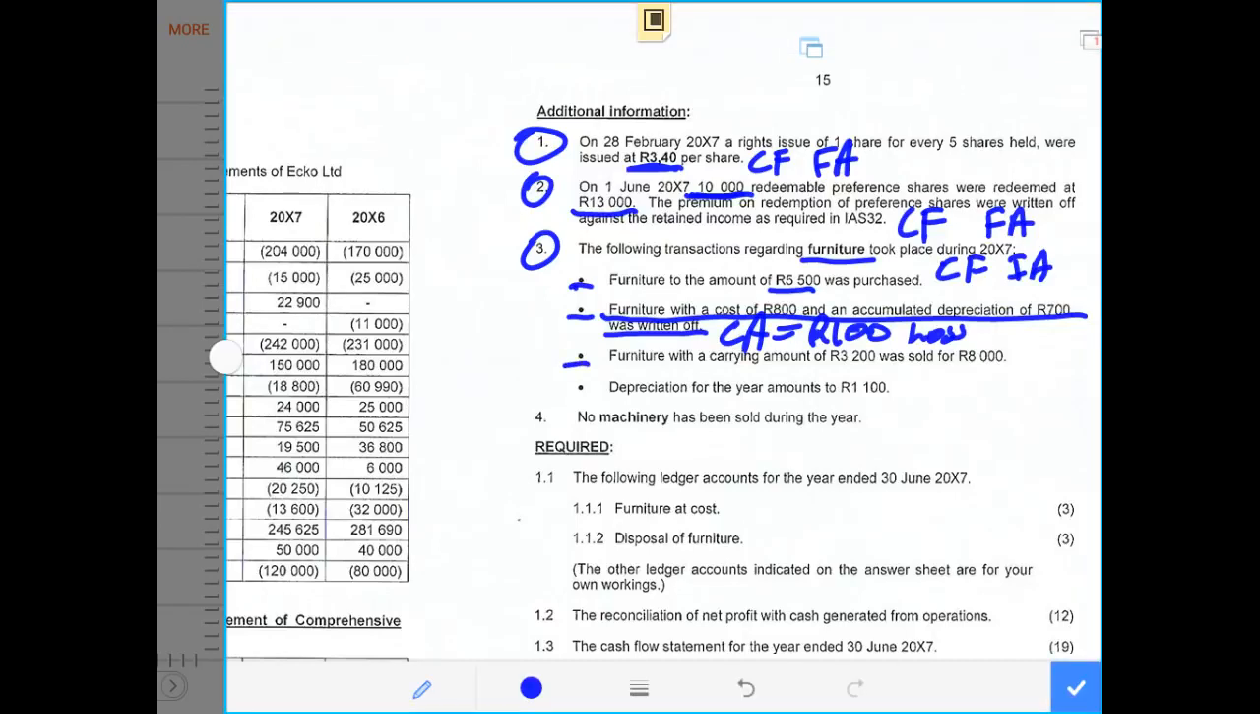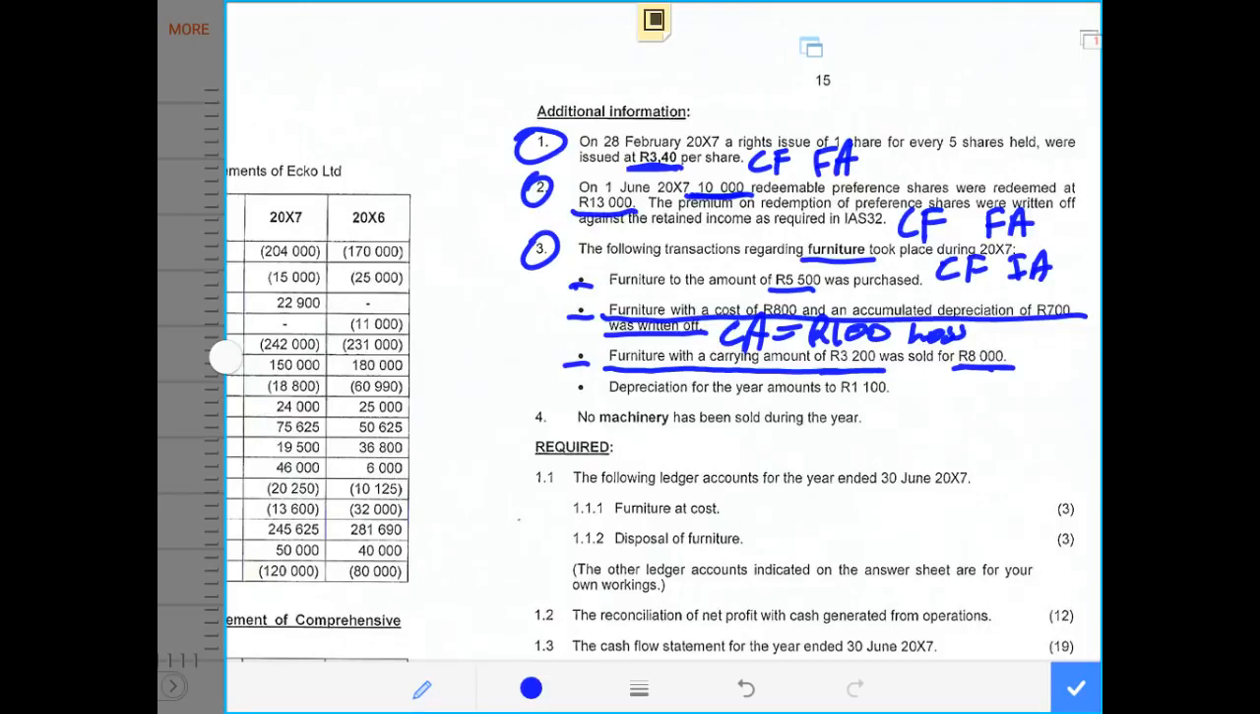Then after, we have the third bullet point that says that furniture with the carrying amount of 3,200 was sold for 8,000. The 8,000 will be recorded in the cash flow from investing activities, and that is called proceeds from the sale of the furniture. This will be 8,000 proceeds from the sale of the furniture.